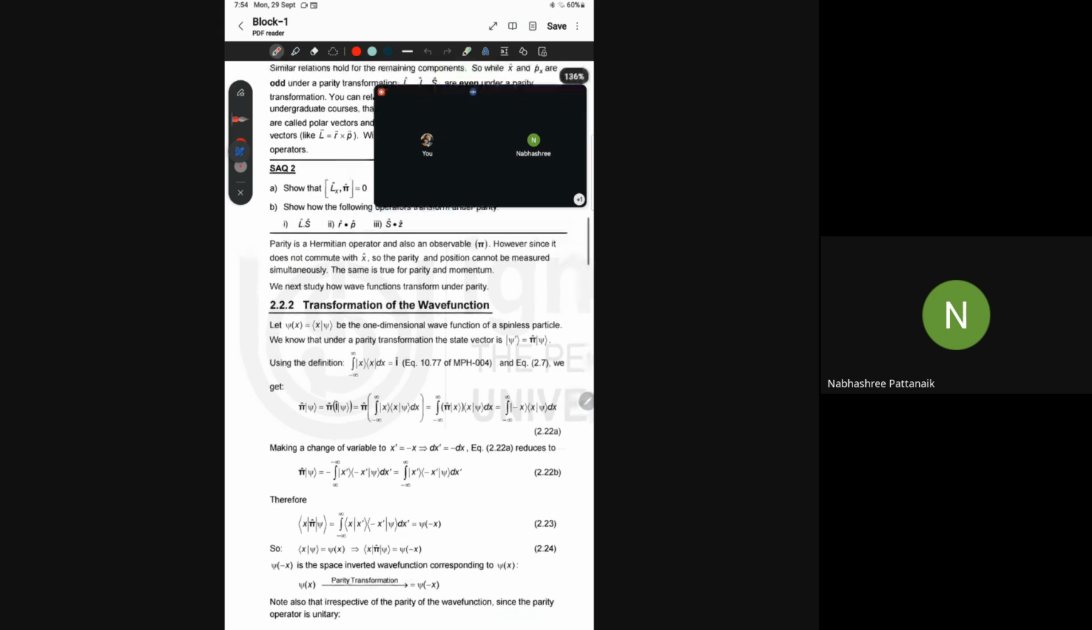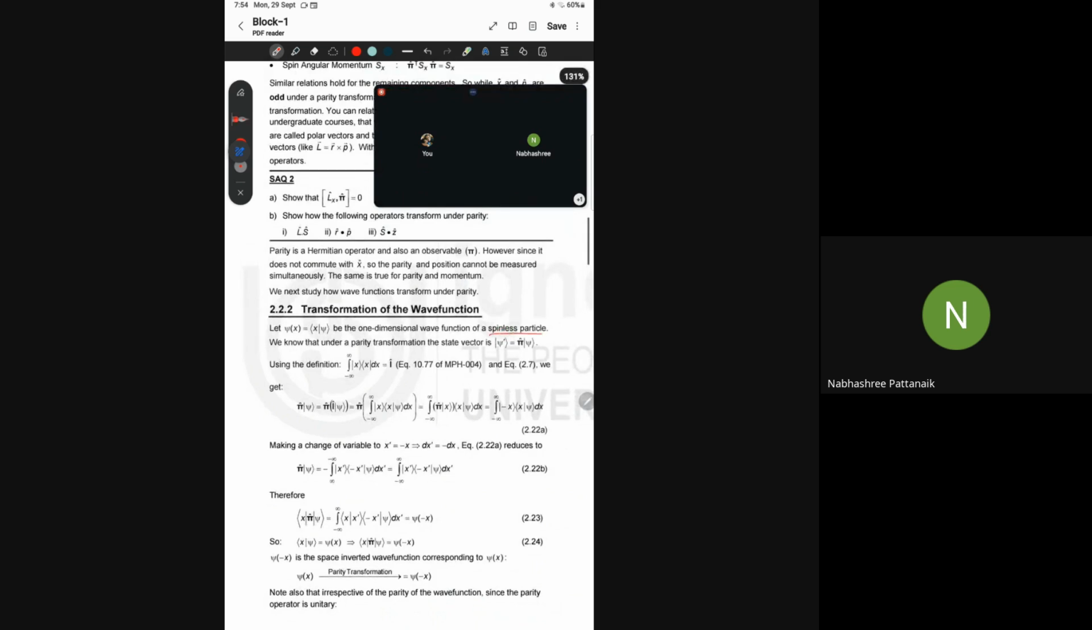So we are not considering any spin part, so it is a spinless particle. Your psi of x is basically equal to <x|psi>. This psi is the state function. Once you take the bracket with the x operator, it will give you psi of x, the one-dimensional part.